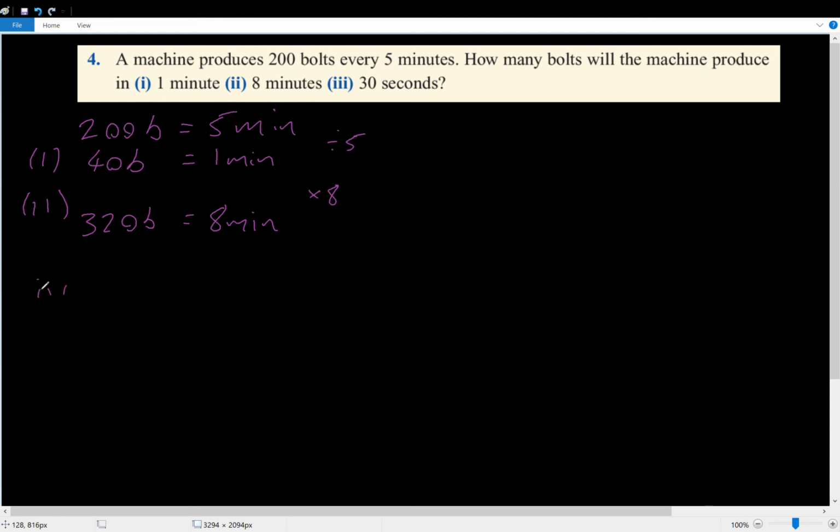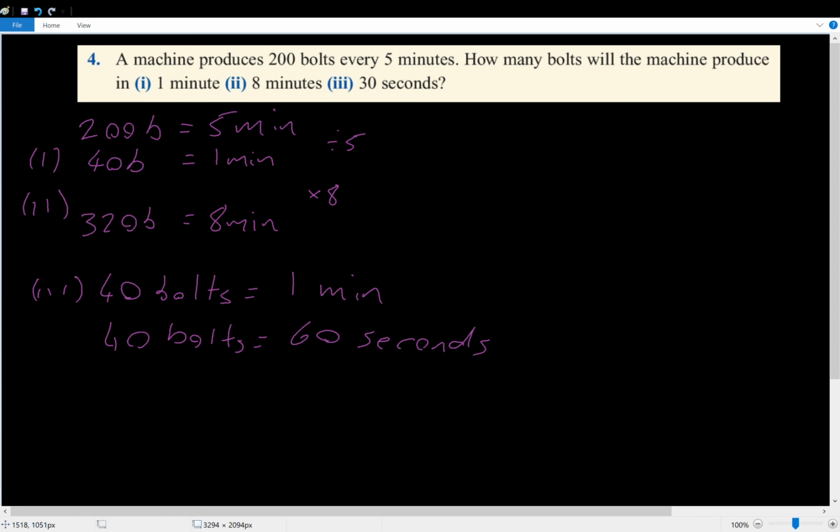Now for part 3, it's going to be a little bit different because we're asked about 30 seconds. So we're going to start back with 40 bolts is equal to 1 minute. Well, 1 minute is actually equal to 60 seconds.